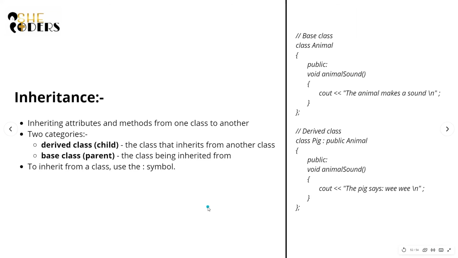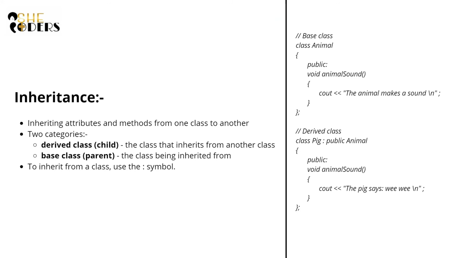Next is inheritance. From the word itself, it is clear that it means inheriting something from a class. In object oriented programming with classes and objects, it means inheriting the attributes and methods, that is the data members, from one class to another. It involves two things: one is the derived class and the other is the base class. The base class is the parent class from which the derived class, or child class, is inherited.